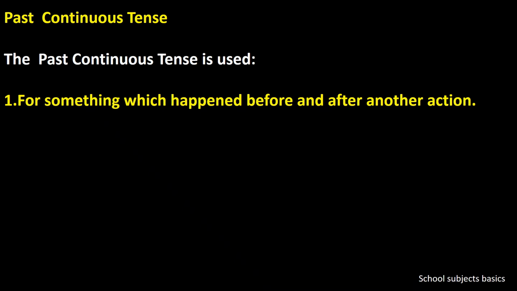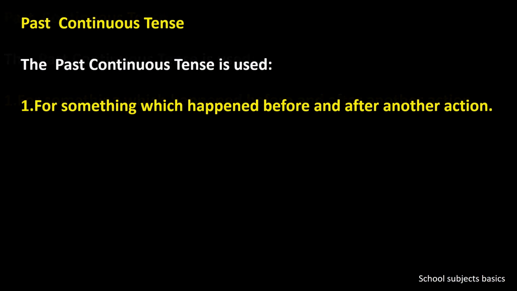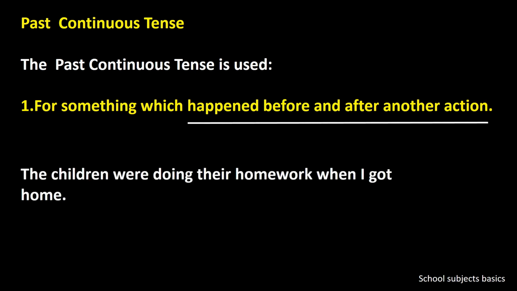The first is for something which happened before and after another action. So once again, the main thing is an action that happened before and after another action. Now let's see an example. The children were doing their homework when I got home. So from the above example, we can clearly understand that past continuous tense is used for something which happened before and after another action.